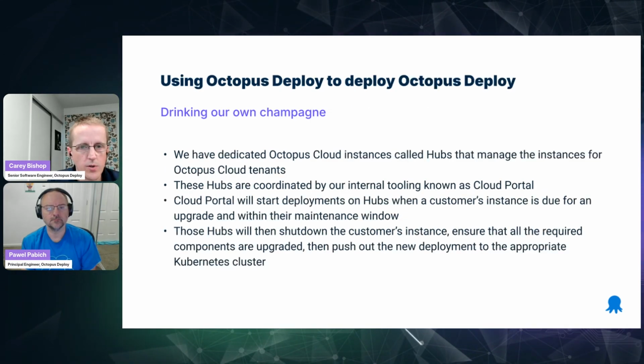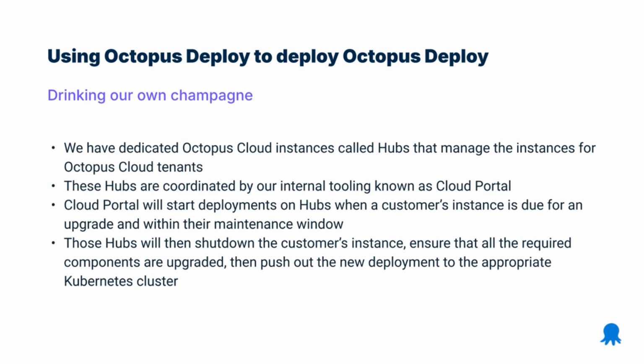So I'm sure you're unsurprised to find that we use Octopus Deploy to deploy Octopus Deploy. So we try to drink our own champagne. We have Octopus Cloud instances that we spin up called hubs, and each hub manages the instances within an Octopus Cloud reef. We coordinate those hubs using our internal tool known as Cloud Portal.